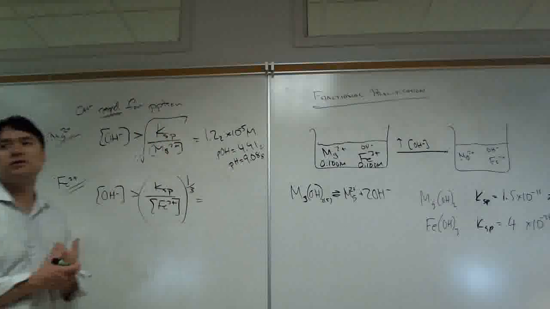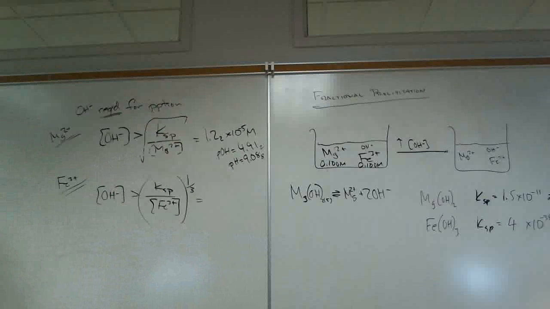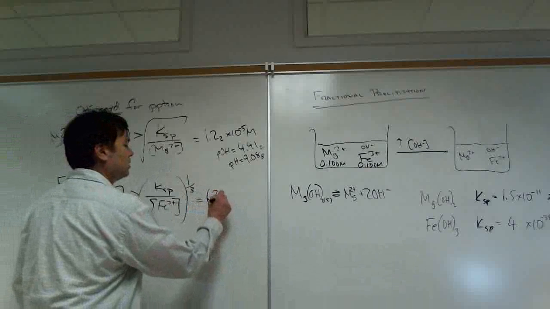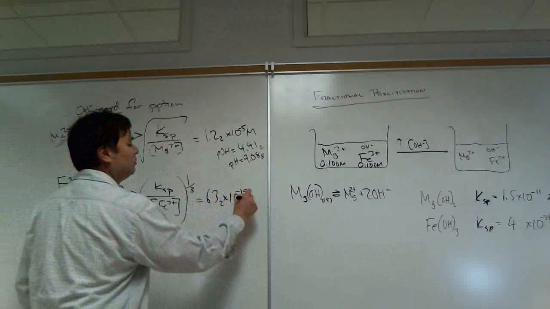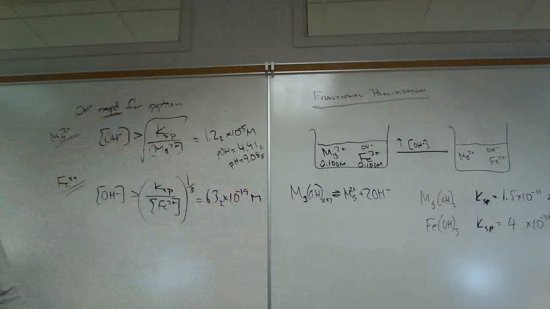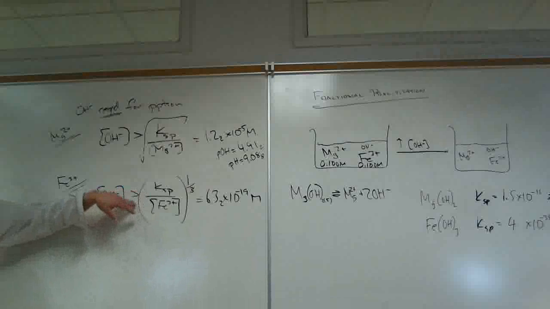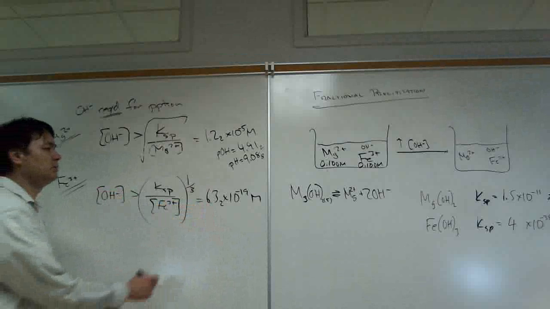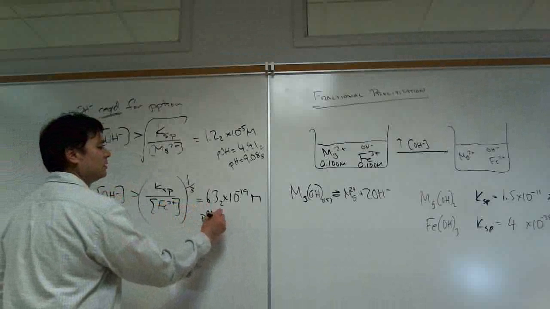What about for iron 3+? Can someone do the calculation here? Times 10 to the negative 19. 6.32 times 10 to the negative 19 molar. Okay, so I need a hydroxide concentration greater than that. If I have a hydroxide concentration equal to this, it's saturated. Which means, what is the pOH of this?